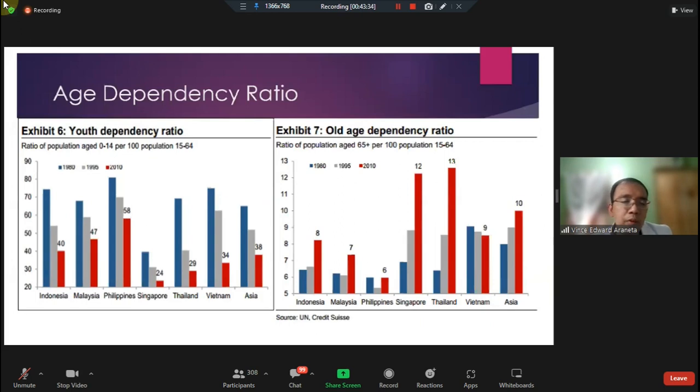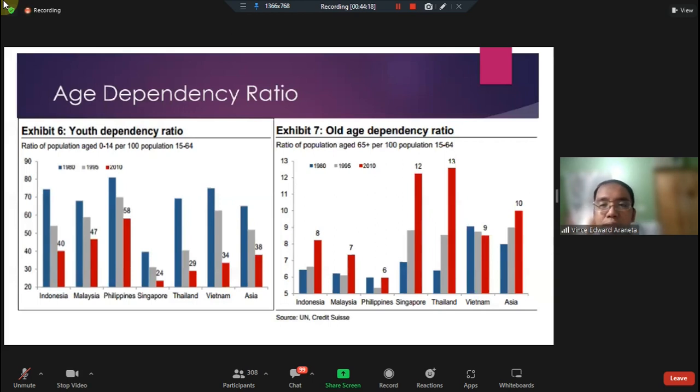Is this a problem if you have a high dependency ratio, exhibited by some, actually even the Philippines? Or what does it indicate if you have a high dependency ratio? Anyone? What does it indicate? None? Actually, to save time.